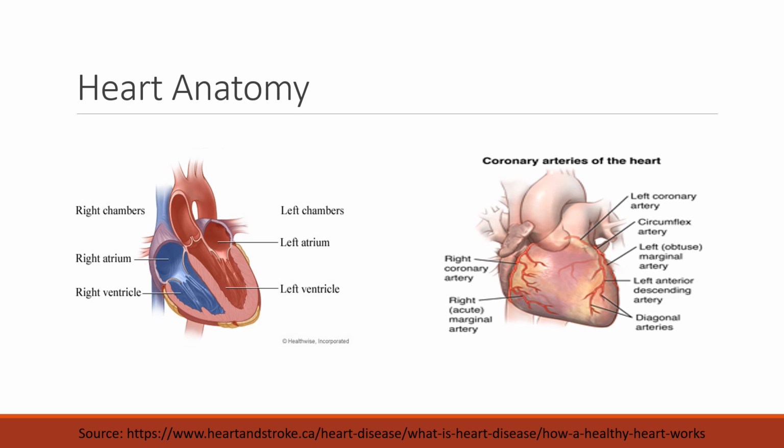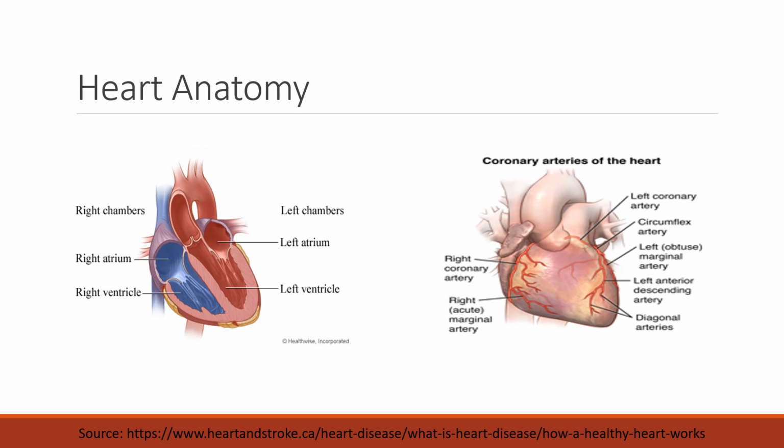Blood for the heart is supplied by the coronary arteries. The heart pumps blood throughout the body, delivering nutrients and oxygen, and removing waste products and carbon dioxide. The right side of the heart receives the oxygen-poor blood from the veins, and the left side of the heart contains the oxygen-rich blood to be pumped throughout the body through the arteries.